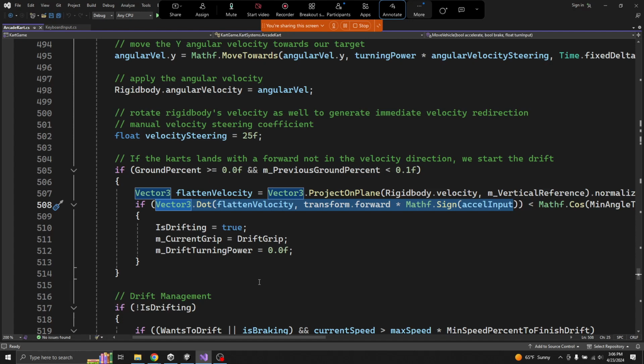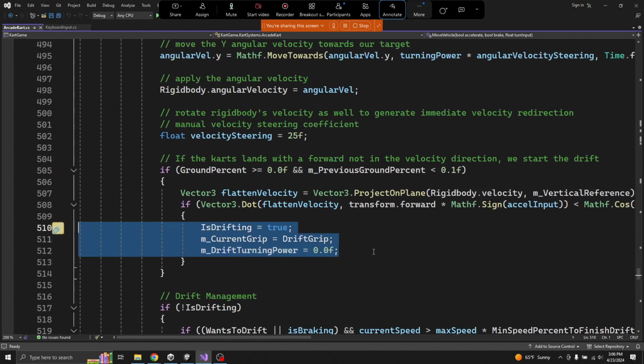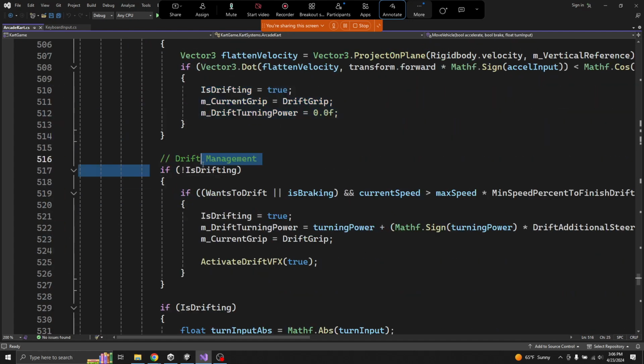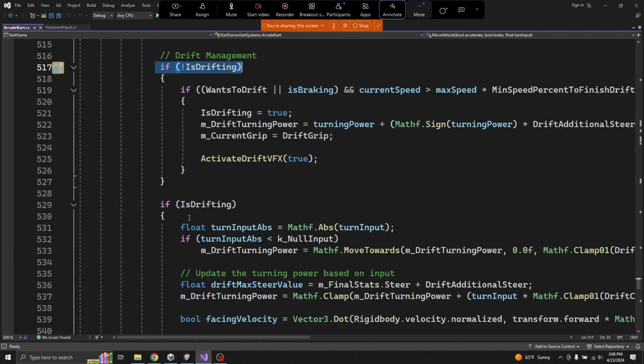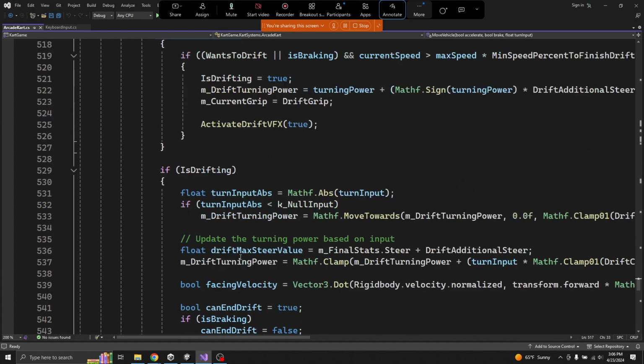All right, so is drifting equals true? In our drift grip, whatever this field is, this will be our current grip because we just started entering the drift. And our drifting turning power, okay, I guess these are like the starting conditions when we first enter into a drift. So it's called drift management, but it says only if we're not drifting, I guess, but here's is drifting. So if we're drifting, we'll do this. If we're not drifting, we'll do this.